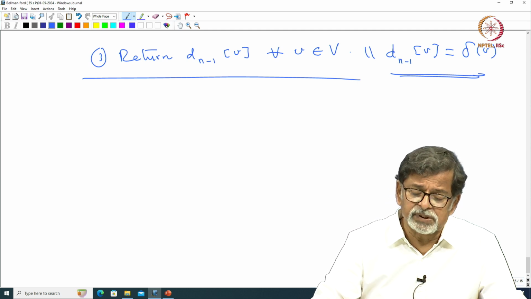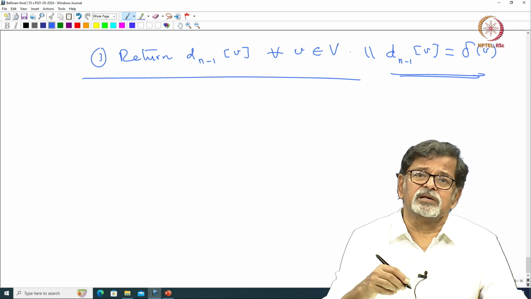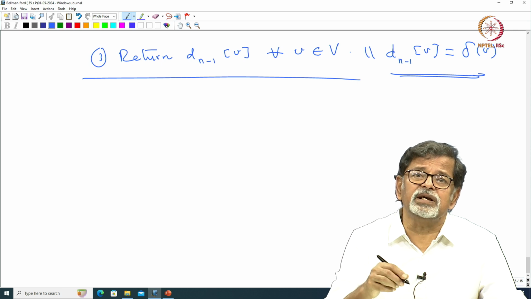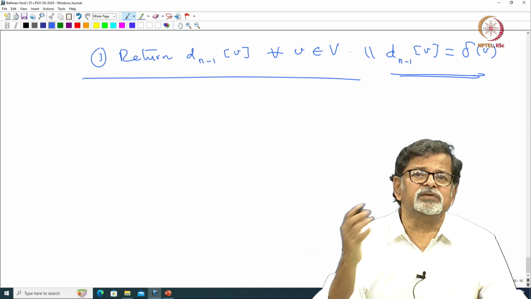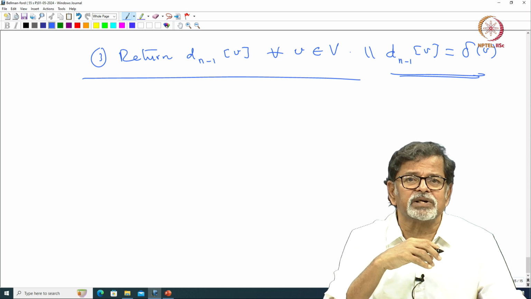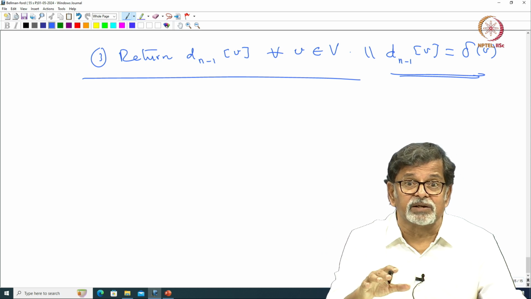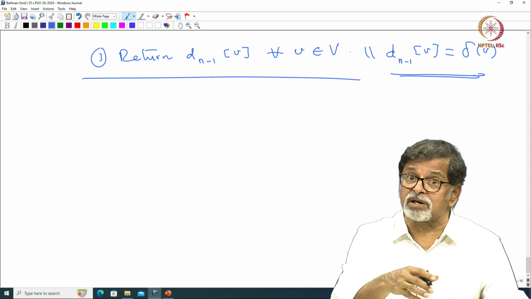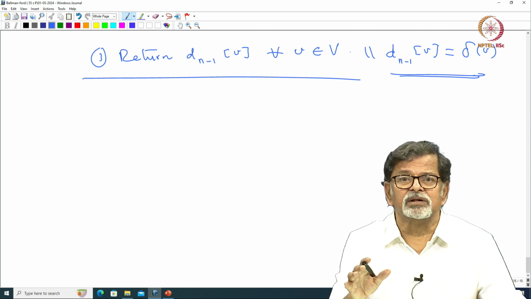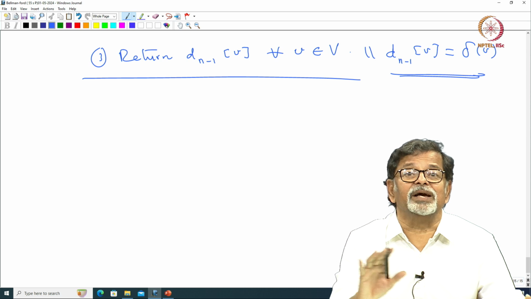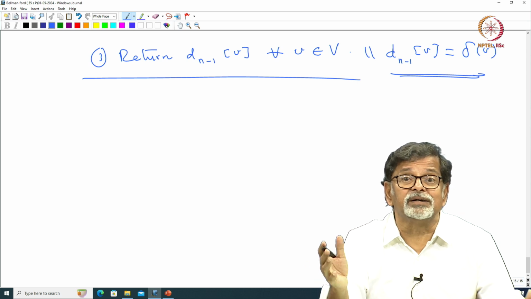Okay. So, this is valid if G has no negative cycle. What happens if G has a negative cycle? If G has a negative cycle, we can still do these computations. The D arrays will have some values, but those values may not represent the weight of the shortest path.